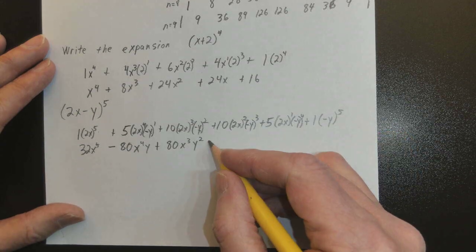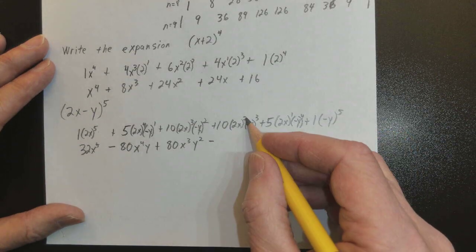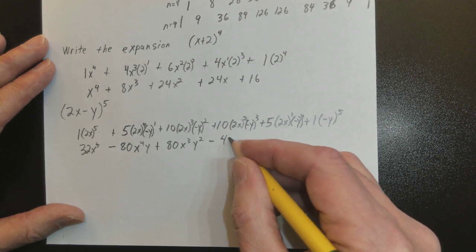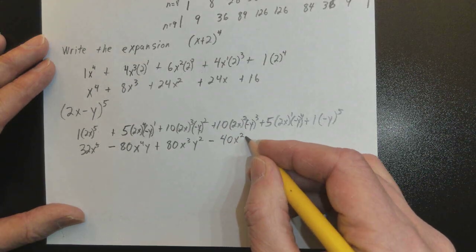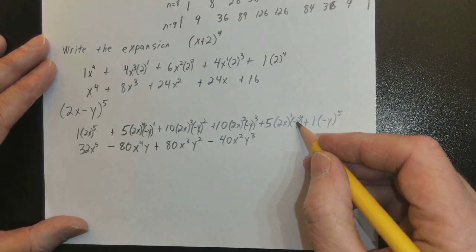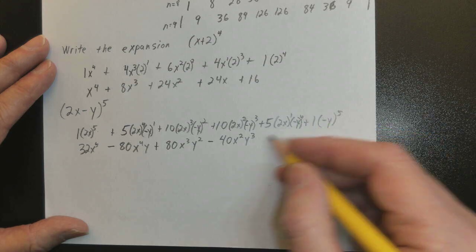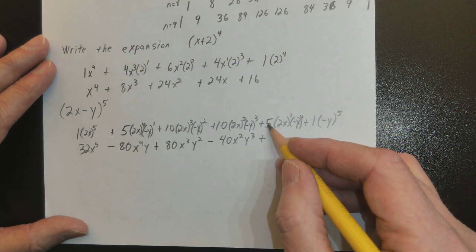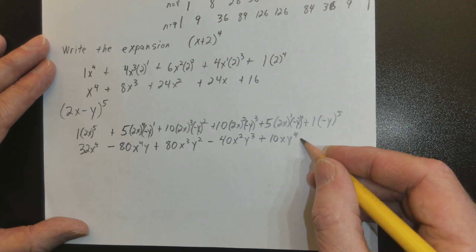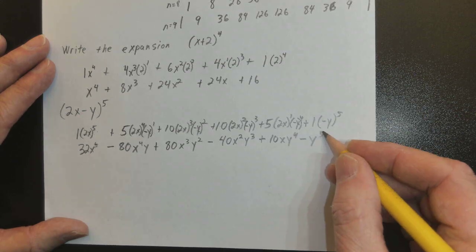This one's going to be negative. 2 to the 2nd is 4. 10 times 4 is 40. 40x squared, y to the 3rd. This one's positive because a negative to an even power is positive. 5 times 2 is 10. 10xy to the 4th, and then minus y to the 5th.